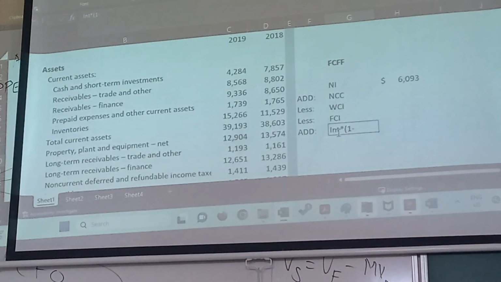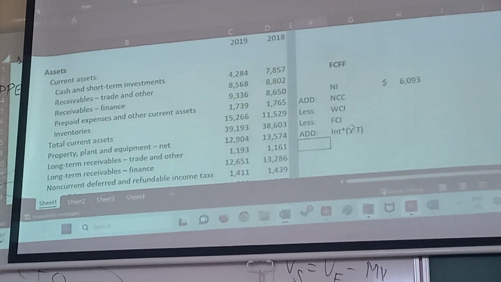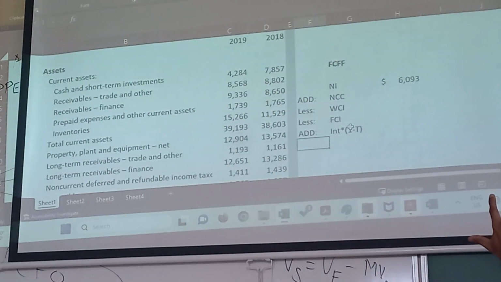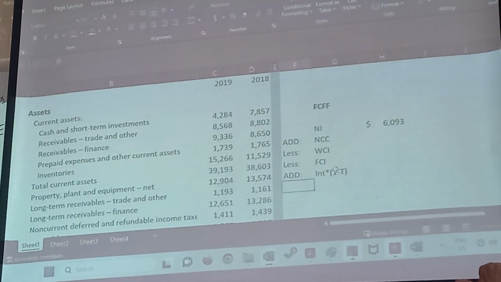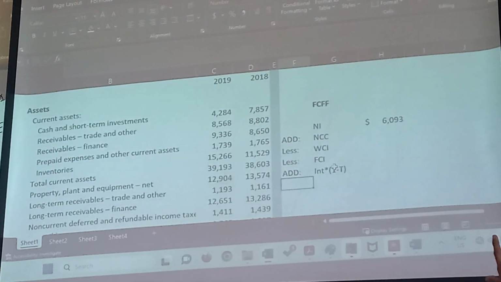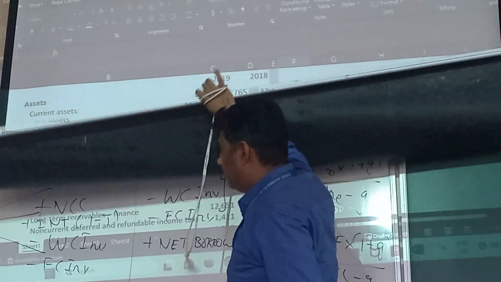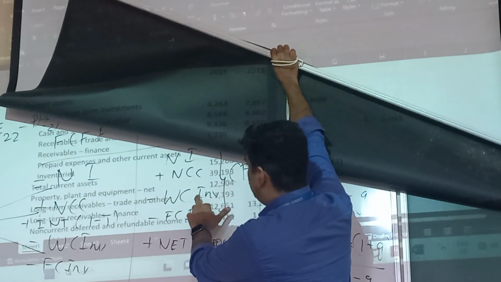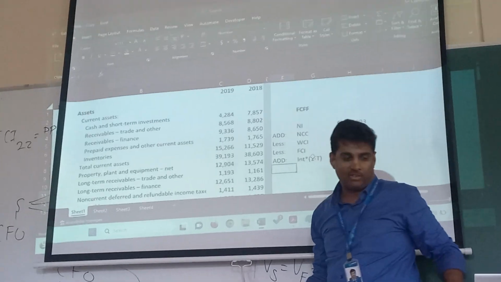I'll just check it and then you come back. Okay. Now listen guys. To the net income you need to add the non-cash charges, and then you deduct the working capital investment and the fixed capital investment and add interest. So now look at it guys. I told you your net income plus your non-cash charges minus your working capital is, what is that? That's our cash flow from operations.